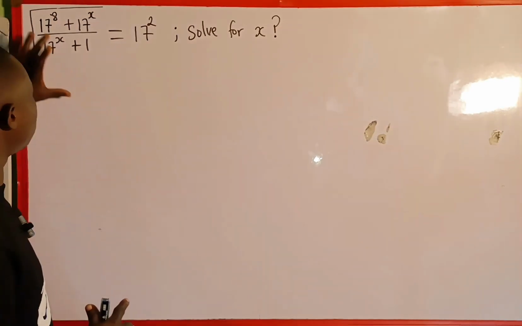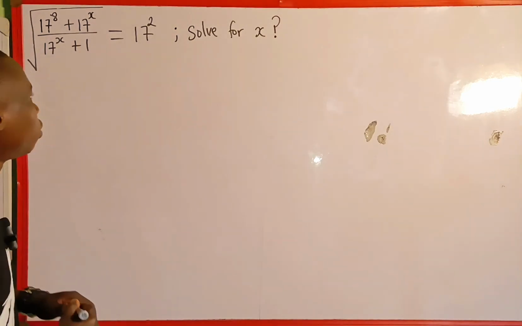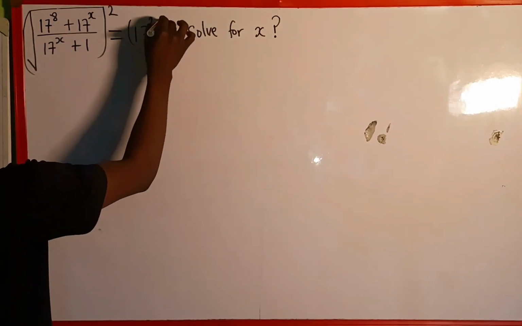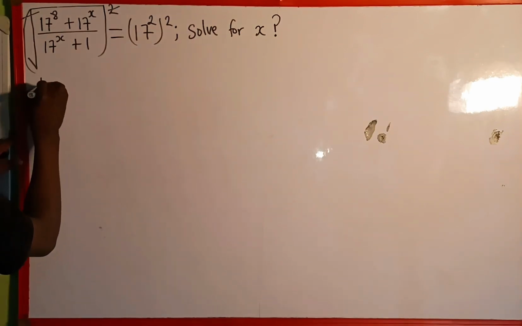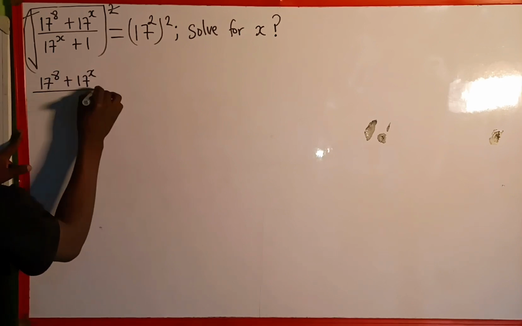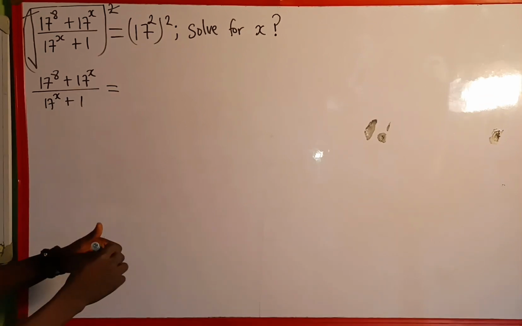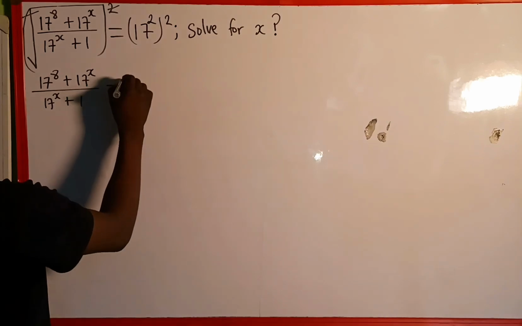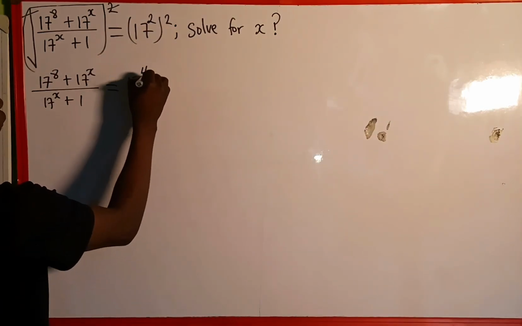The first thing we need to do is to remove this radical, this square root, by squaring both sides of the equation. So we square the left hand side and also we square the right hand side, so that this square is going to cancel the square root. So we are left with what? (17^8 + 17^x) all over 17^(x+1), which is equal to, recall the power property of indices, we can multiply the two powers together. So this is going to give us what? 17 raised to the power of 2 multiplied by 2, which is 4.